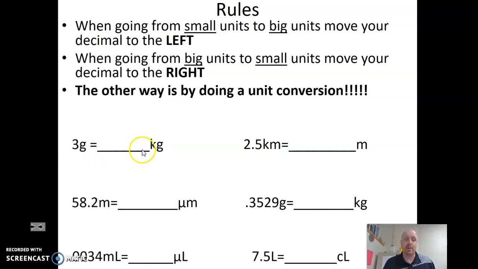For instance, 3 grams, if I want to take that to kilograms, well, a gram is small to big, so that means I'm going to move it over 3 decimal places. So it's 0.003 kilograms is 3 grams. And you'll have some practice doing this. If you want to pause it and work on it, you're more than welcome to.